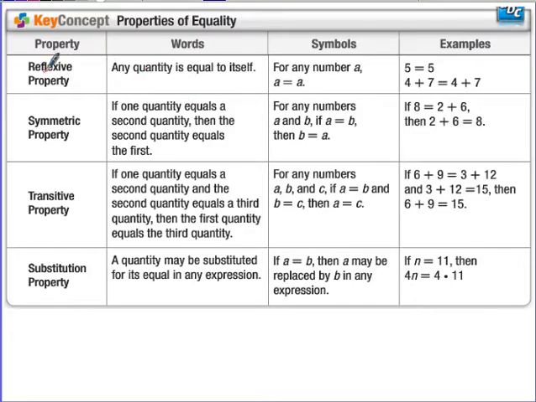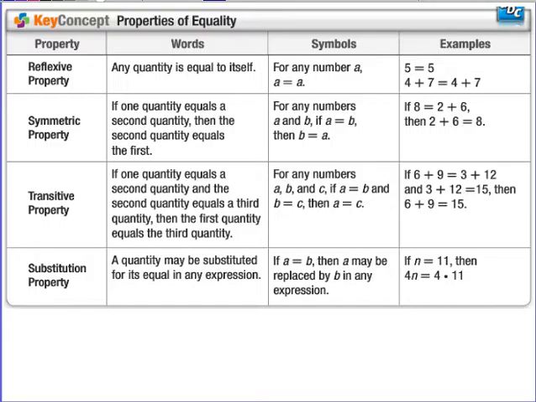Okay, the reflexive property: any quantity is equal to itself. 4 is equal to what? 4. It equals itself. That's the reflexive property. It's so simple you don't even think about it. But 4 is equal to 4. Any number is equal to itself. It's got to be, otherwise math doesn't work, right?